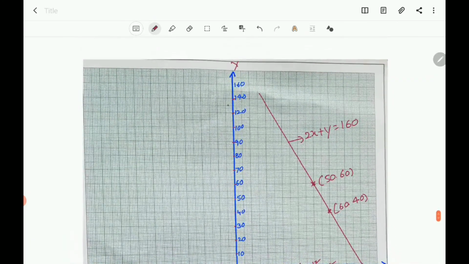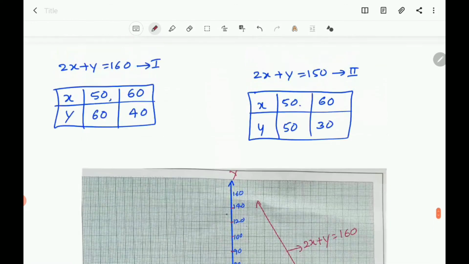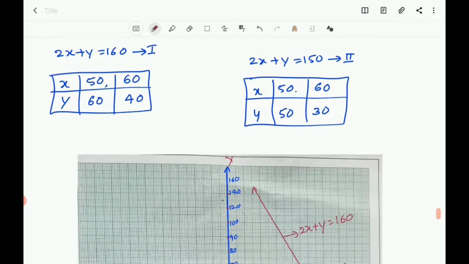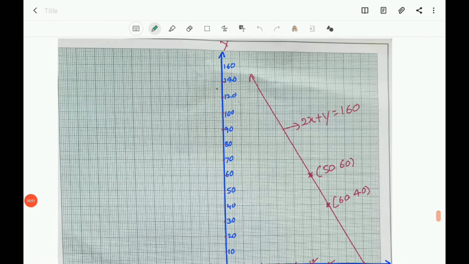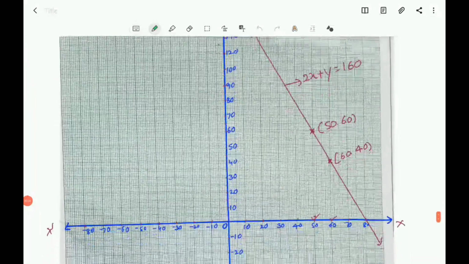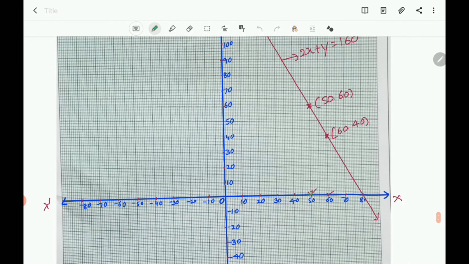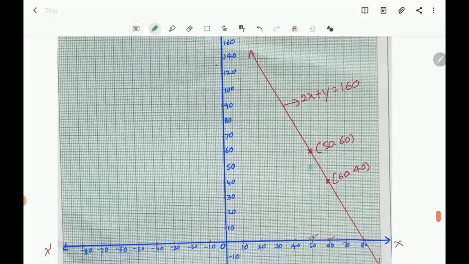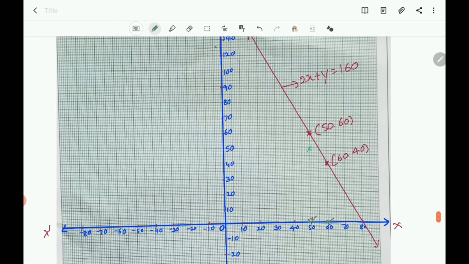Next you come to the second linear equation, that is 2x plus y is equals to 150. The first solution is 50-50 here. Now 50-50 means the point comes here, and the second point is 60-30. 60 is here, 30 comes here. So you draw the line by joining the 2 points here.